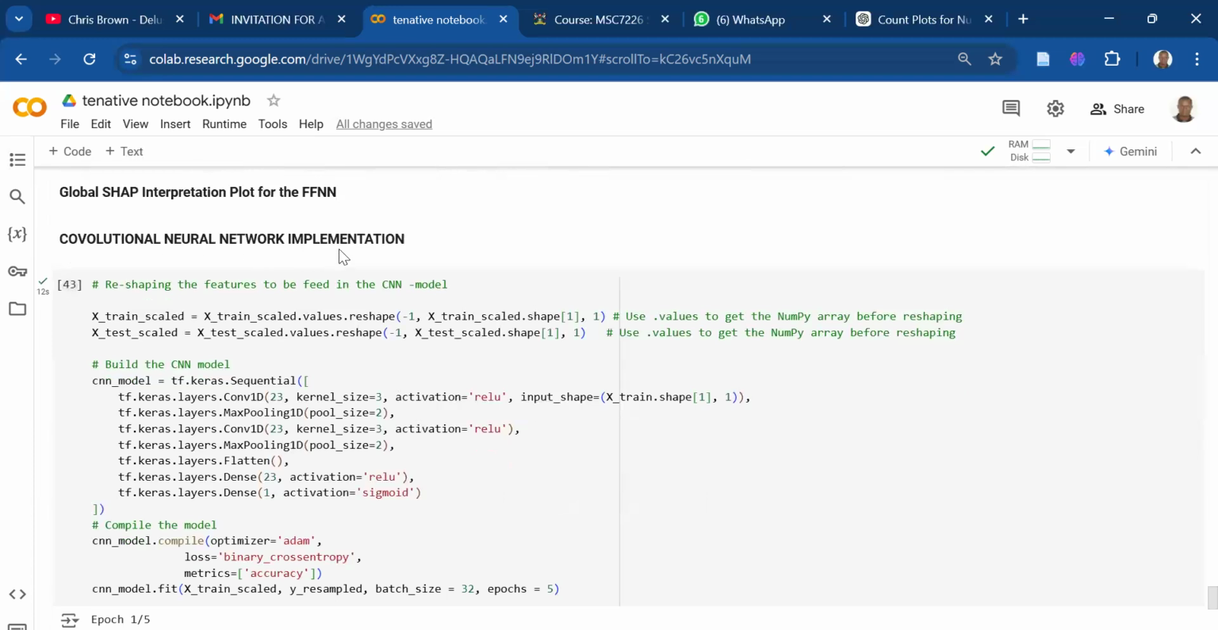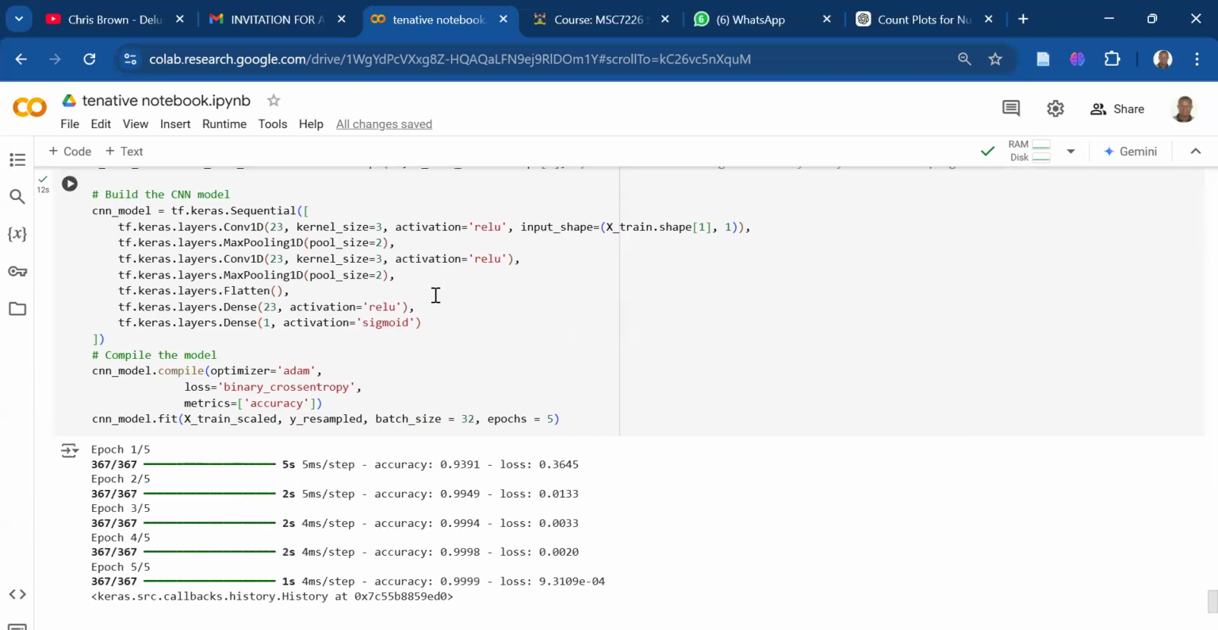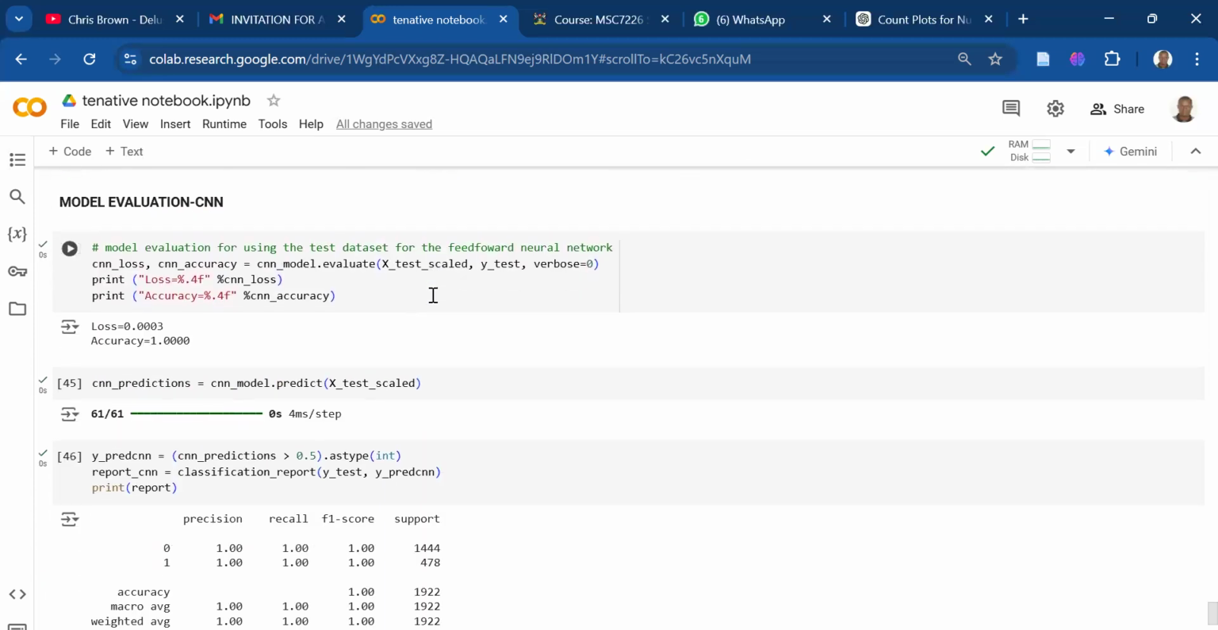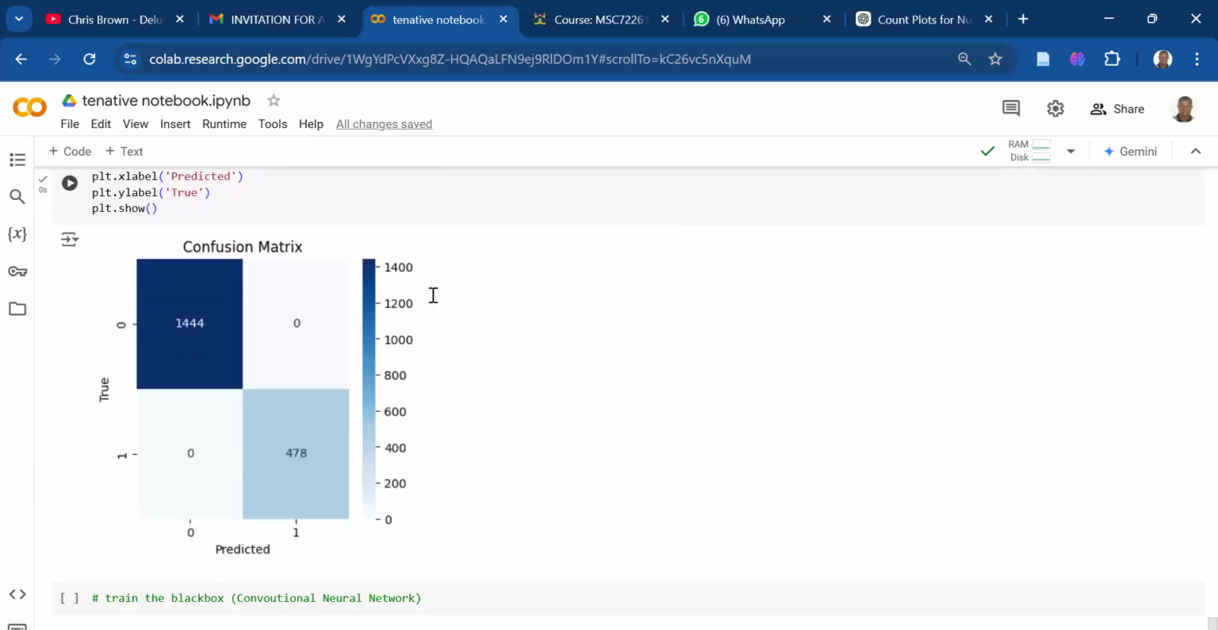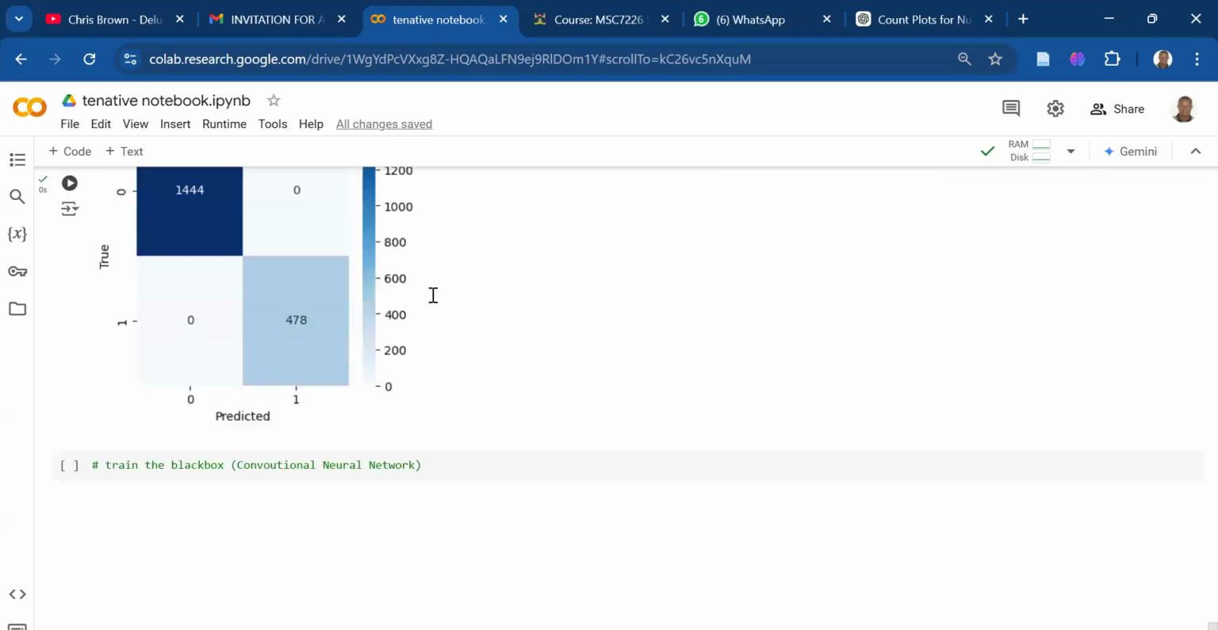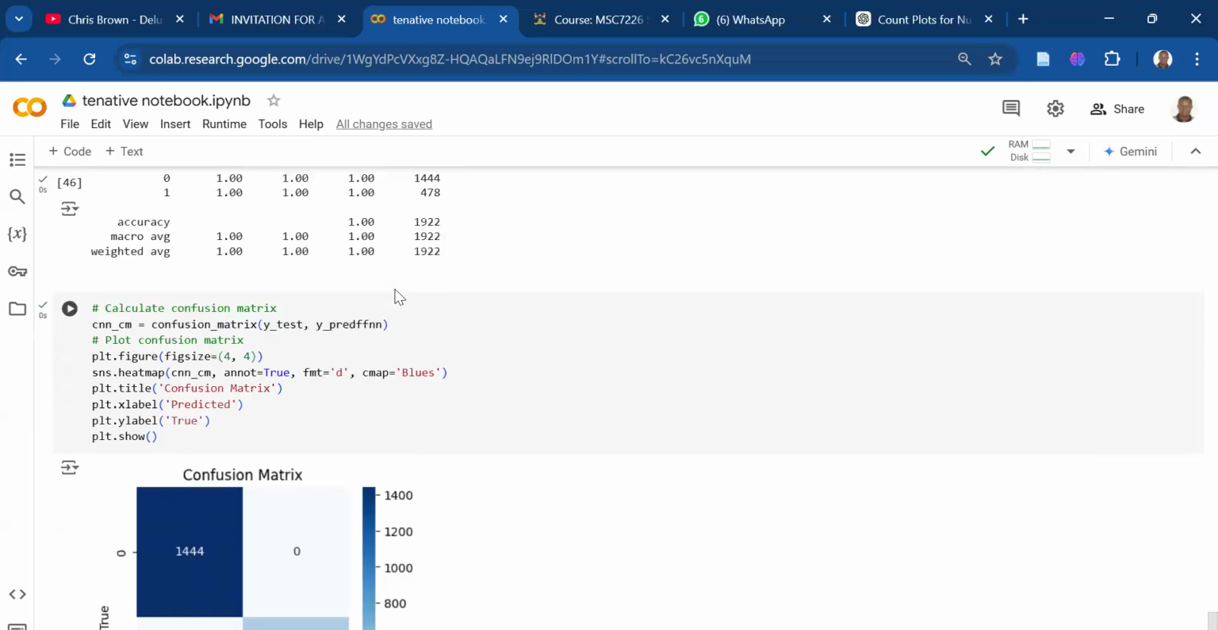So I also implemented a convolutional neural network, CNN. The performance is almost the same as the previous ones. And that's where I've so far stopped.